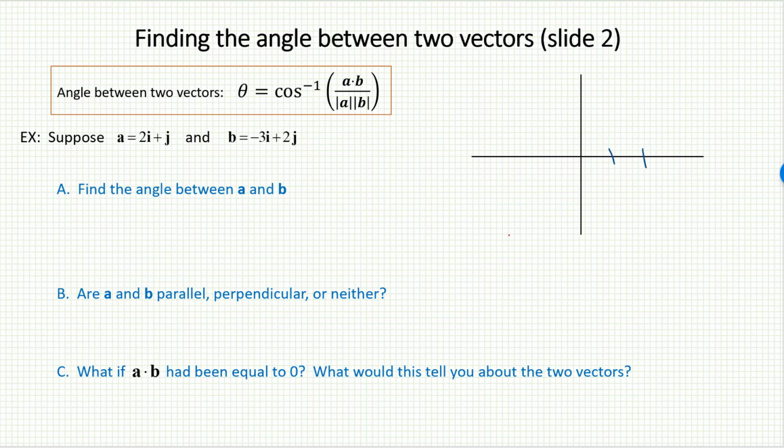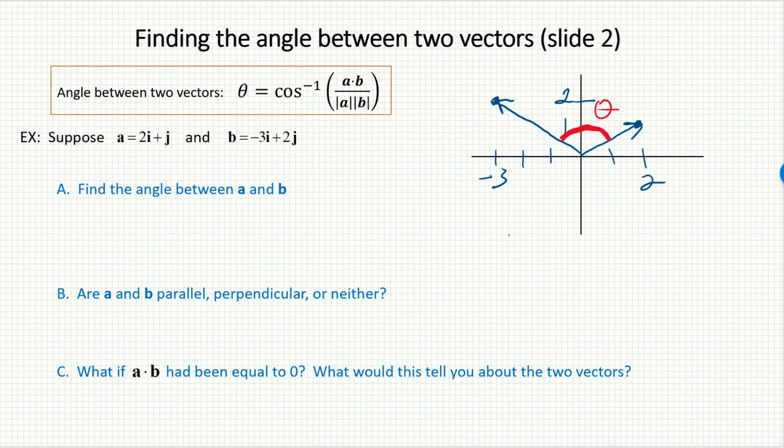Now I could draw a picture, and if you're a visual person, you might find it beneficial to draw in the two vectors. There's the vector 2i plus j, (2, 1), and then negative 3i plus 2j. That's going to be somewhere like right here. And so we're just talking about the angle between 0 and 180 that runs between those two vectors. So this angle right here, angle theta, is what we're being asked to find.